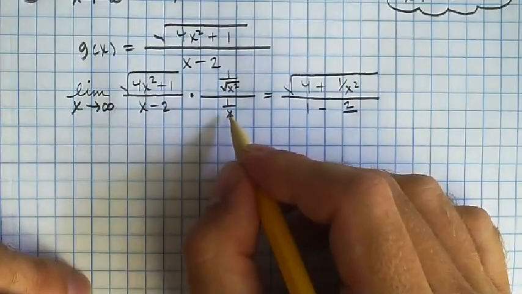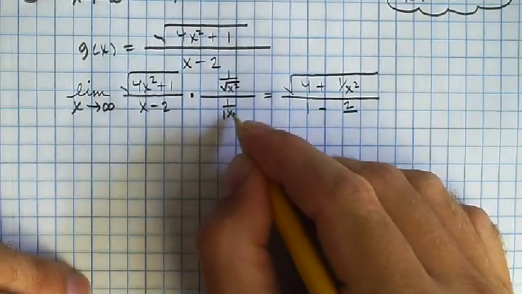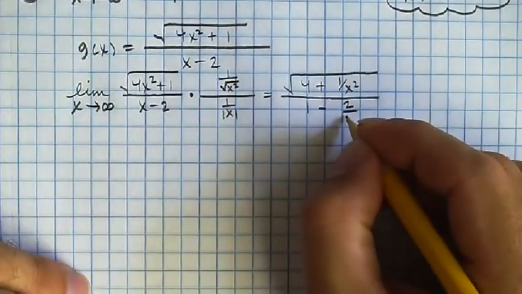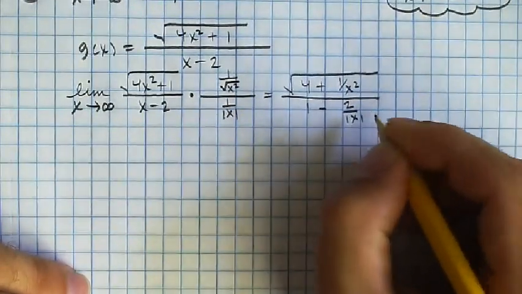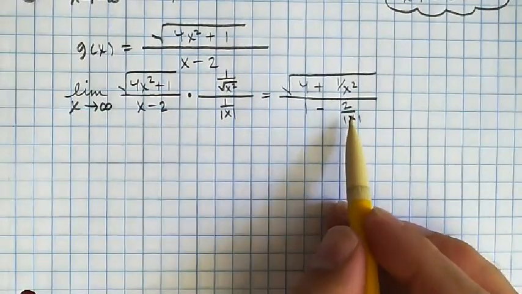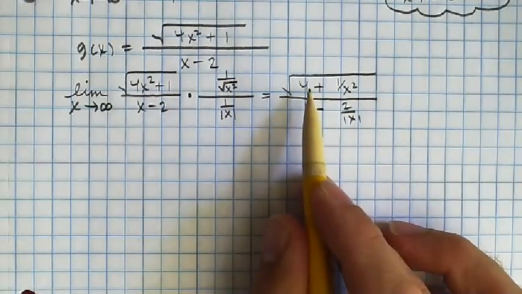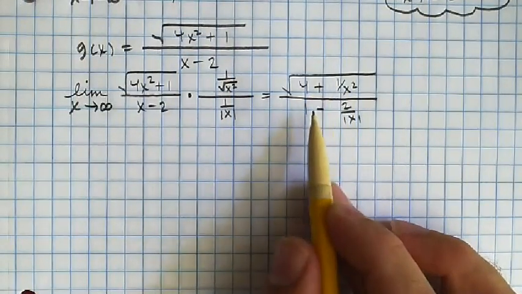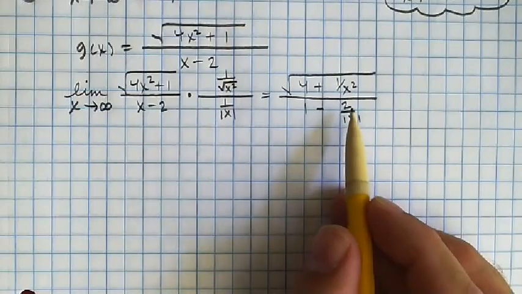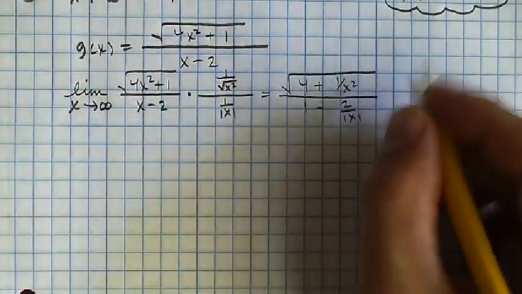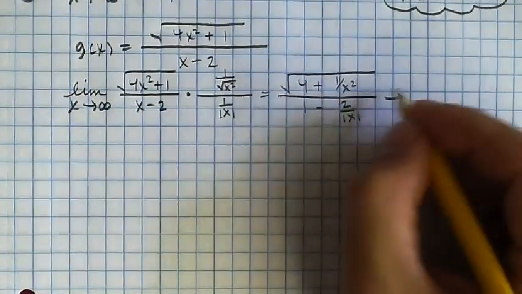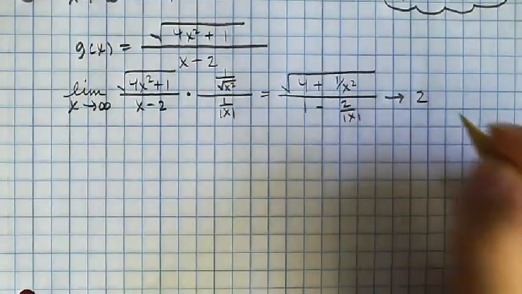And maybe you're still like, wait a second, this isn't the same. You need to have that absolute value there. And you'd be right. So maybe 2 over the absolute value of x. Either way, as x goes to infinity, this fraction is going to 0. So I'm going to 4 plus 0 over 1 minus 0. Okay, so that limit is going to square root of 4 over 1, so that's 2.